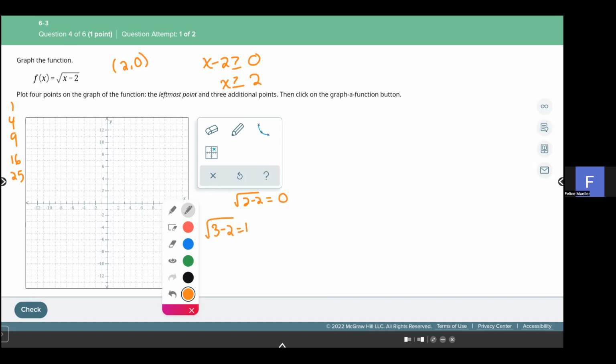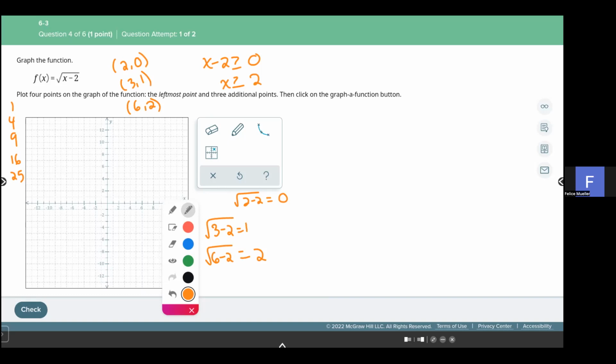And so when I take the square root of that, I also get 1. So I'm also going to get the point 3, 1. My next perfect square is going to be 4. So 6 minus 2 is 4. So 6 minus 2, take the square root of that, and you get 2. So 6, 2.